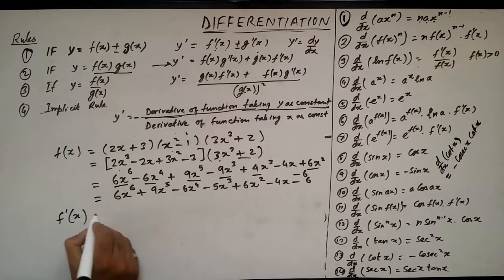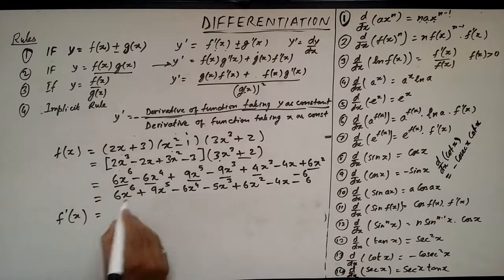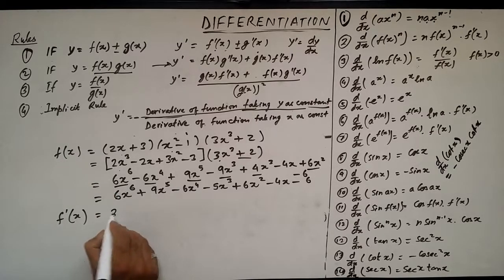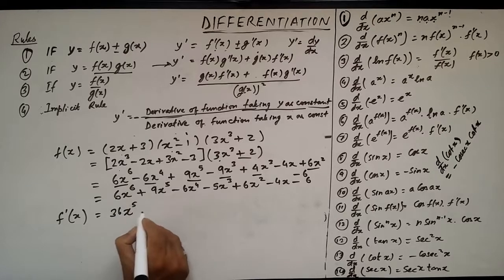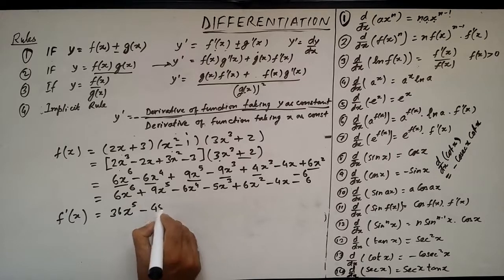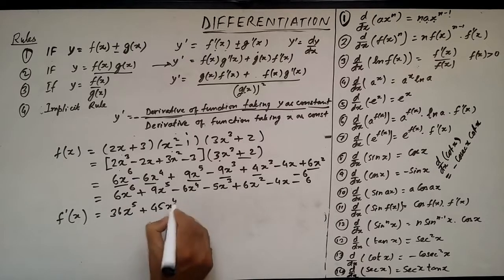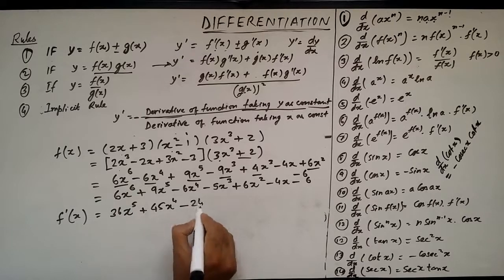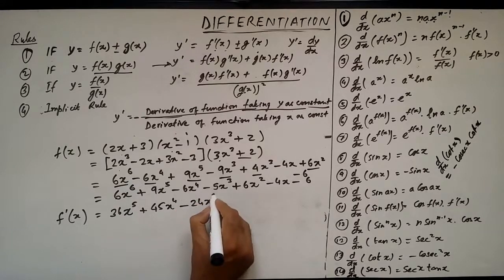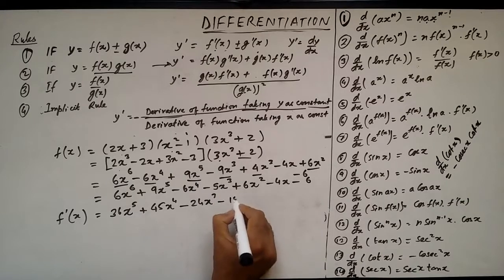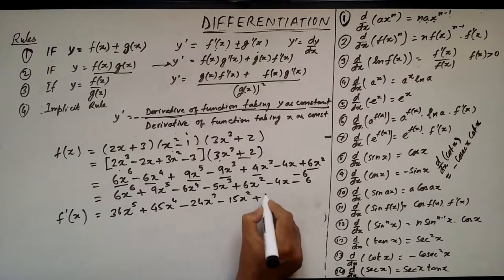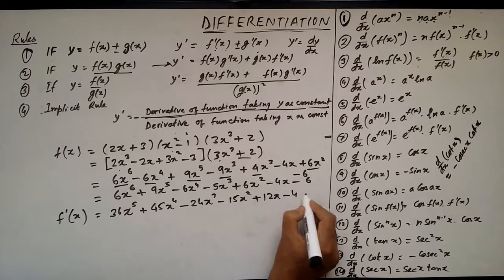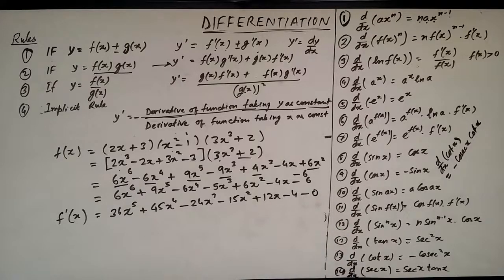So f'(x), or the differential of this function, now becomes very simple. 6 into 6 is 36x to the power 5. 5 nines is 45x to the power 4. This becomes minus 24, since 4 into 6 is 24, x to the power 3, minus 15x squared plus 12x minus 4 minus 0. So finally we do not write the 0. So this becomes the answer.